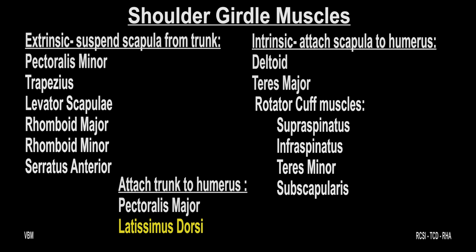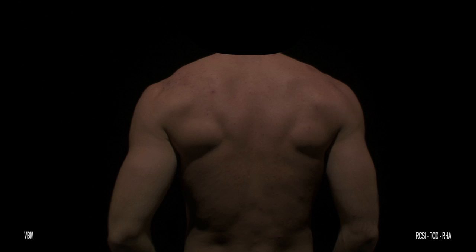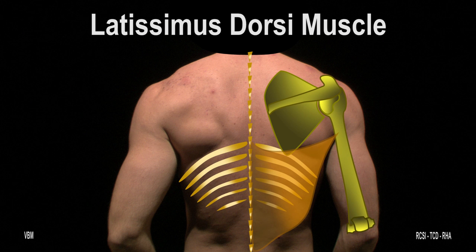Latissimus dorsi muscle. The latissimus dorsi muscle attaches the trunk to the humerus. The latissimus dorsi muscle arises from the spine of T7, the spinous processes, the supraspinous ligaments of all thoracic, lumbar, and sacral vertebrae, the lumbar fascia, the posterior third of the iliac crest, and the last 4 ribs.